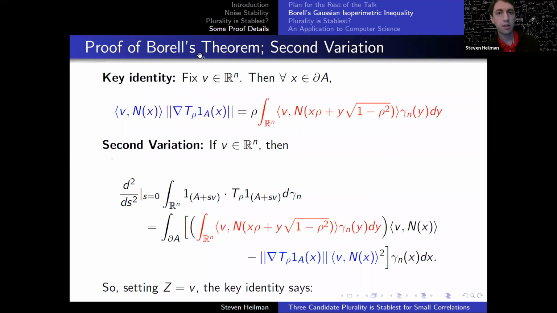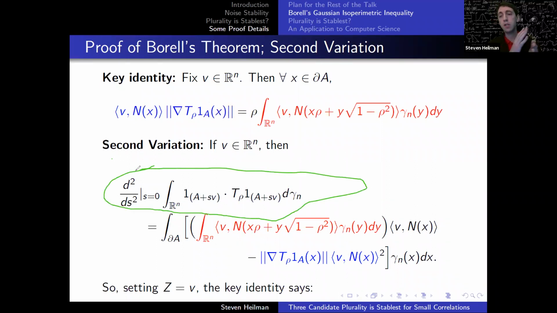You want to look at the second derivative of this noise stability as we do a translation of the set. So we're starting with our set, call it A, and we have our vector V. And we're just considering what happens if we take that A and translate it in a direction V. That's all. How does the noise stability change as we take the set and translate it in the direction V? And we take a second derivative.